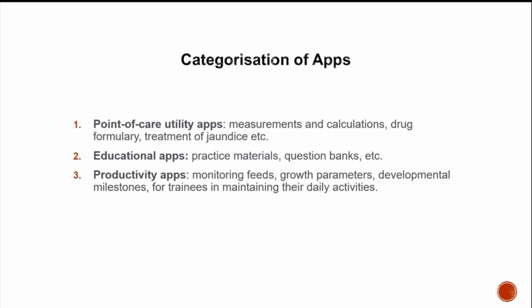Now we have categorized the apps into three: the point of care utility apps, educational apps, and productivity apps. Point of care apps are the ones which involve measurements, calculations, the drug formulary, treatment of jaundice, and the list goes on. The educational apps include practice material, question banks, and flashcards. And productivity apps involve monitoring of feeds, growth parameters, breastfeeding, developmental milestones, and help trainees in maintaining their daily activities, as well as private practitioners, so all their daily activities can be noted.